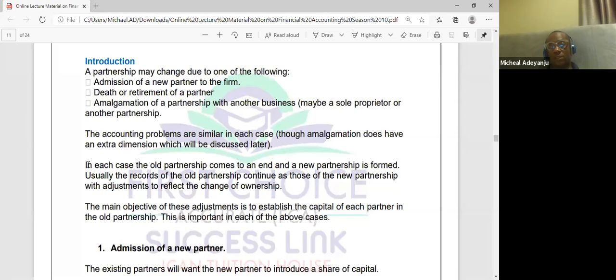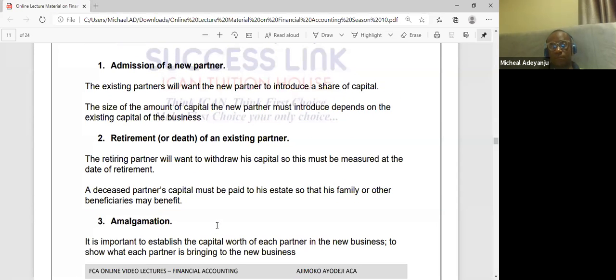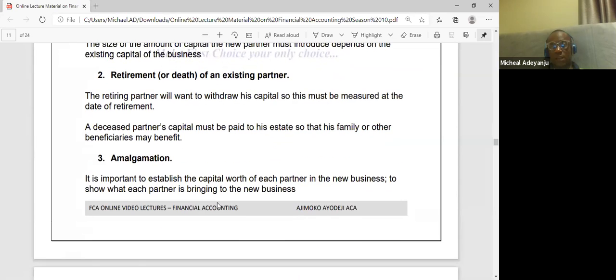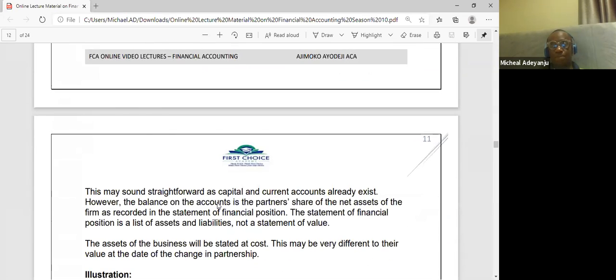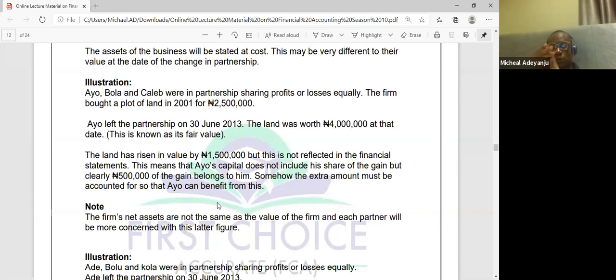This is important in each of the above cases. So we have admission of new partners, we have retirement, and you can actually read that. But let's look at an illustration so we can move in as fast as possible.